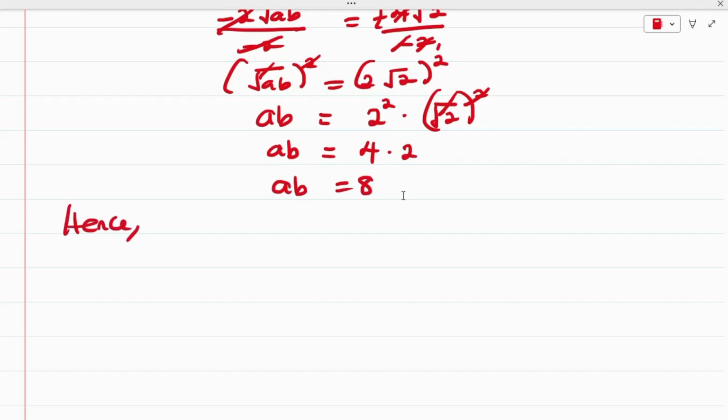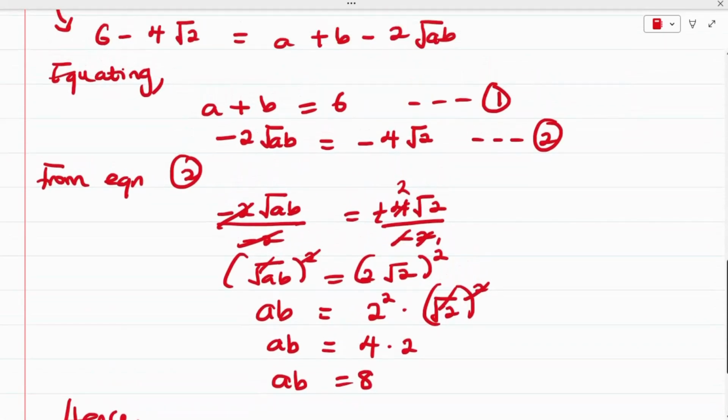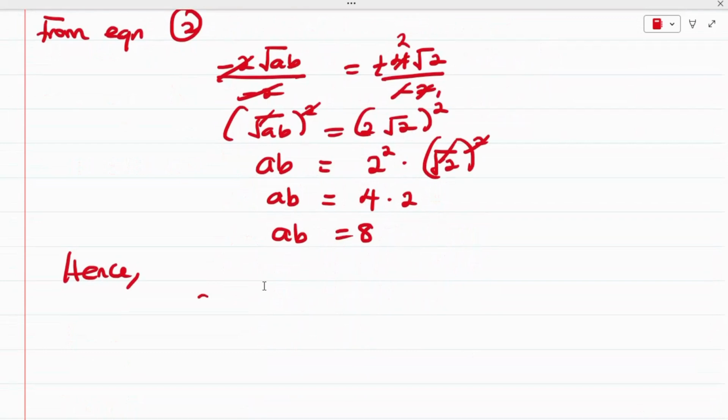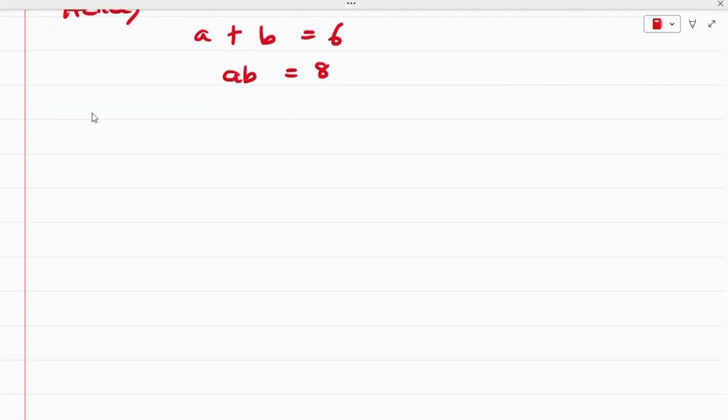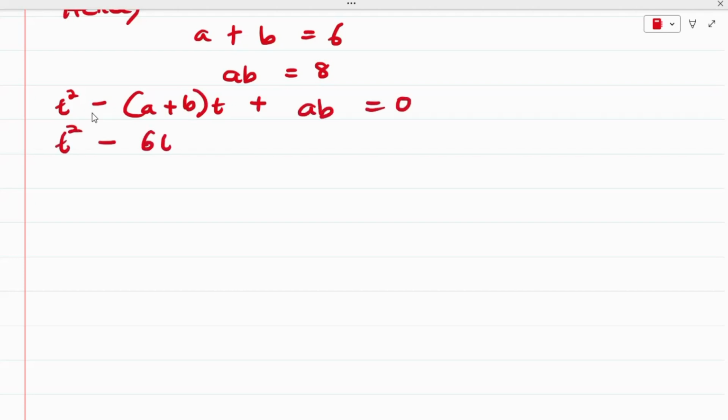So hence from the equation we have a plus b is equal to 6, and ab is equal to 8. So all we have to do is apply the sum and product of a quadratic equation, which states that we have t squared minus (a plus b)t plus ab, and this is equal to 0. So we have t squared minus (a plus b, which is 6)t plus ab, which is 8, and this is equal to 0. So we want to simply factorize it.